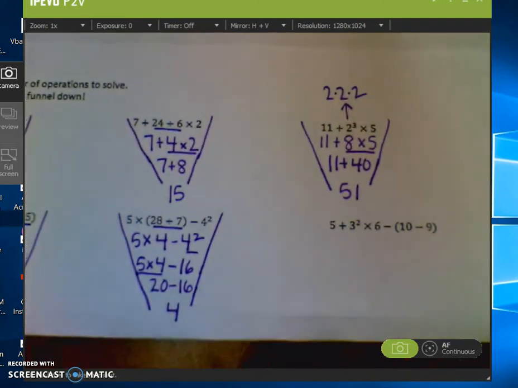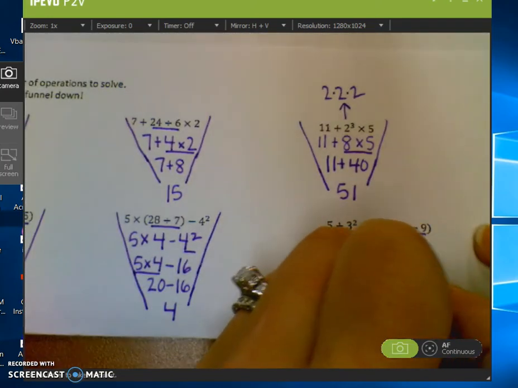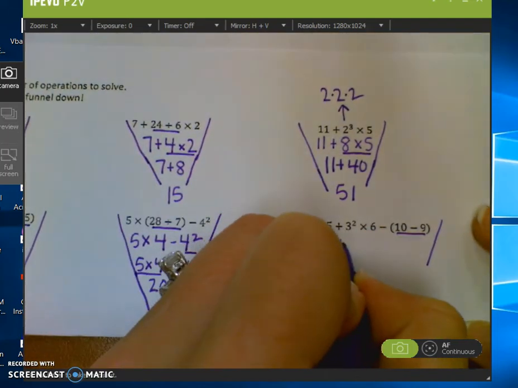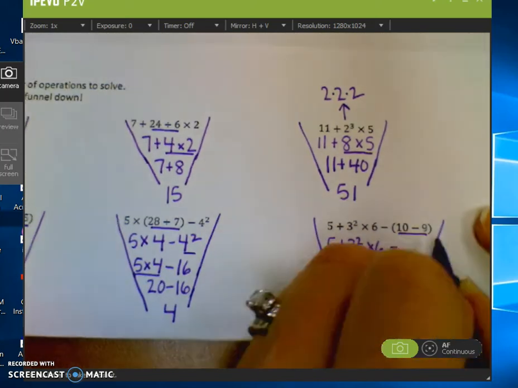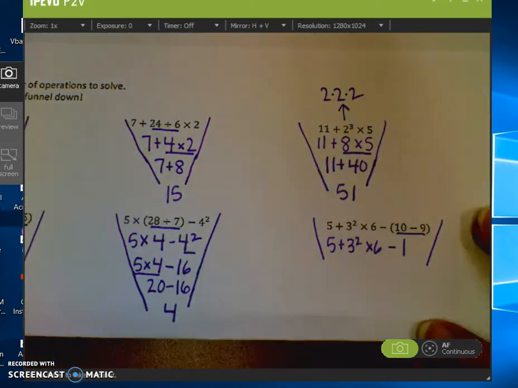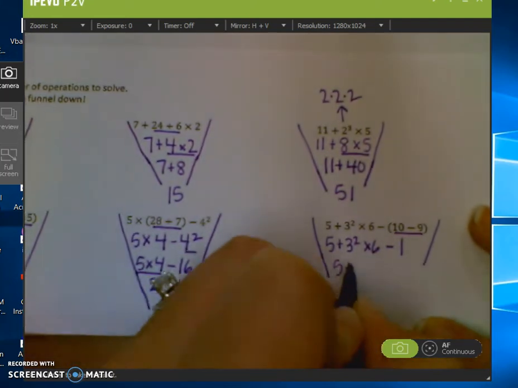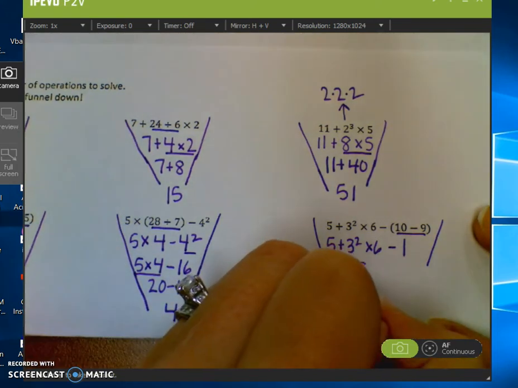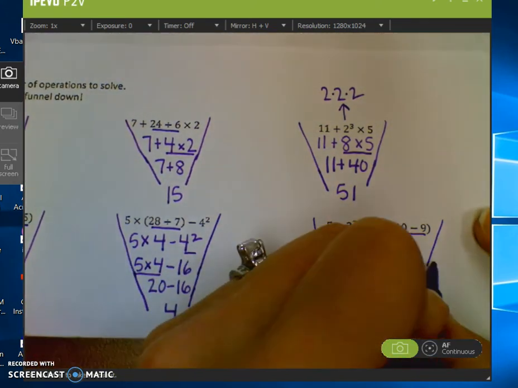Here we go on the last one. It's the longest one we've done so far. We're going to start with parentheses, so we're going to start with 10 minus 9. I'm going to copy everything else. 5 plus 3 squared times 6 minus 10 minus 9 is 1. After parentheses, I do exponents, so 3 to the second is my exponent. 5 plus 3 to the second power is 3 times 3, and 3 times 3 is 9 times 6 minus 1.